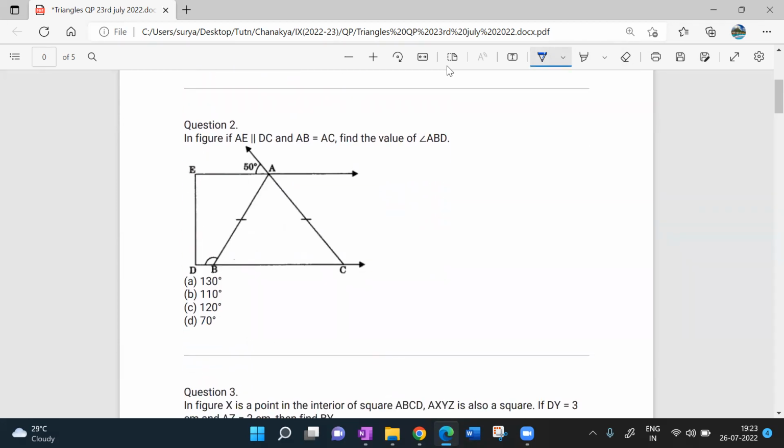How many have you done this? Sir, I almost got this, but I thought it was 110. AB is parallel to DC. So that makes 130 with the 180. AB is equal to AC. Then what is ABD? So the angle EAC makes 130.